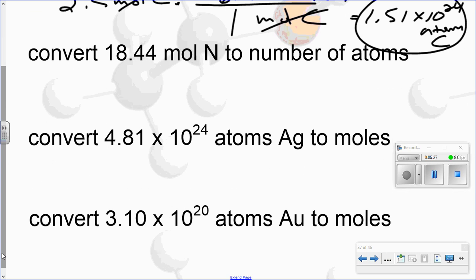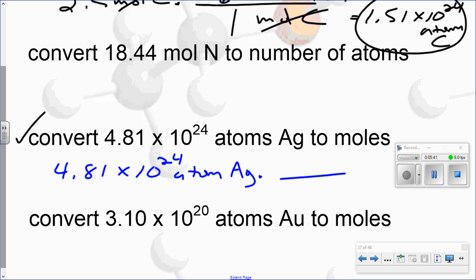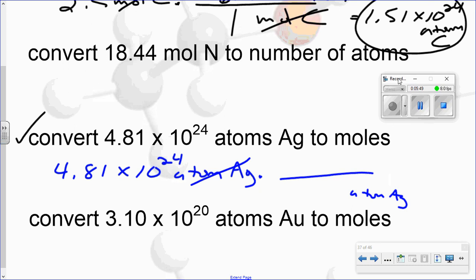Let's go down to this 4.81, this one right here. So we have 4.81 times 10 to the 24th atoms. Like I said before, anytime you see atoms, molecules, or ions, use 6.02 times 10 to the 23rd. If you have atoms here, atoms goes down here. What number goes with atoms, molecules, or ions? 6.02 times 10 to the 23rd. We're going to moles. That goes on top. How many? For now, it's 1.